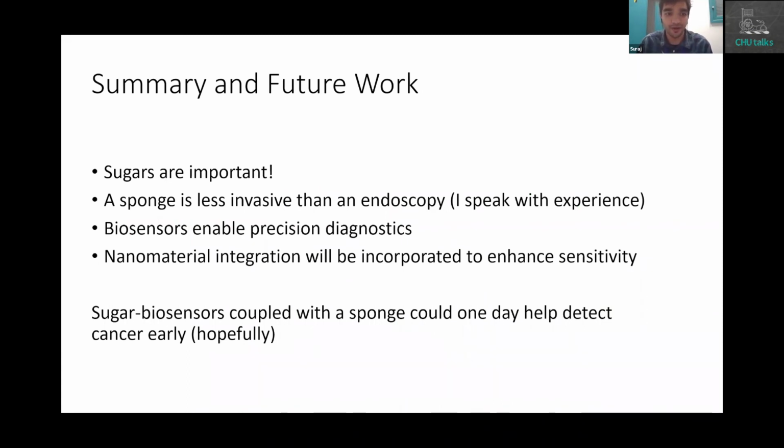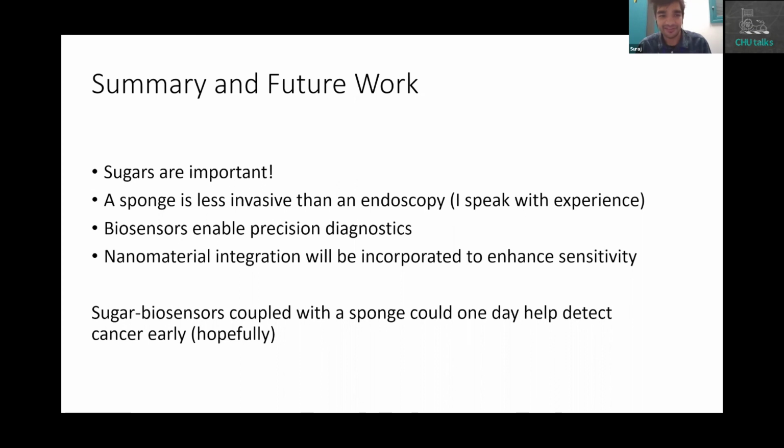It's still ongoing work. And just to give you a quick recap of everything I've spoken about, because it covered a lot of different fields. To highlight, sugars are important. They're a part of several different diseases, so getting a better understanding of the sugar coating on your cells is quite useful for a lot of different applications. And a sponge is less invasive than endoscopy.